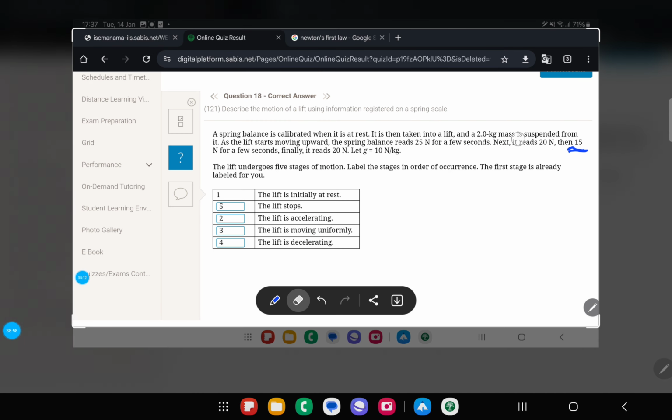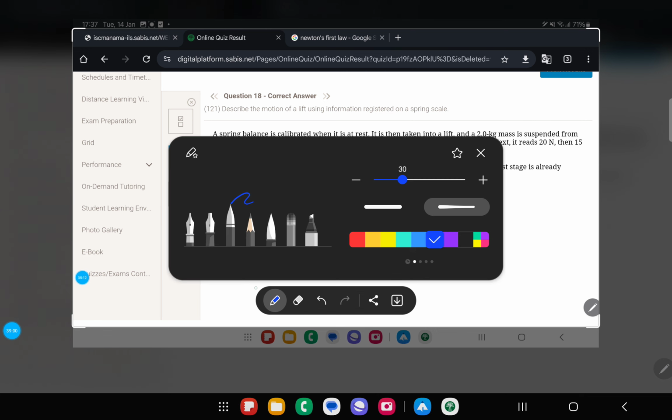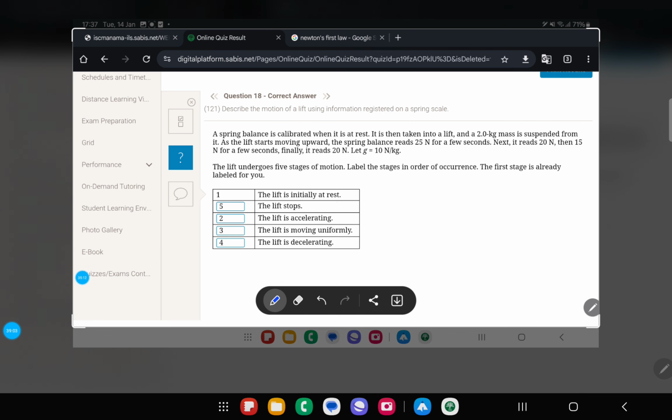Wait, what? Okay, I did something wrong here. It was at rest, so there was 0 Newton. And then the spring balance reads 25 Newton for a few seconds. Now, it is initially at rest, that's when it's 0 Newton. Then second, the lift is accelerating. So 0 Newton to 25 Newton, it's accelerating. That's the part where it's accelerating. I messed up. So that part is accelerating.